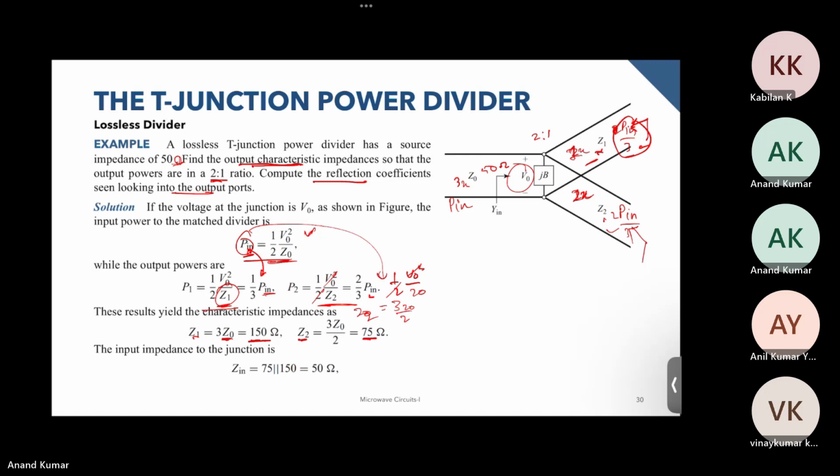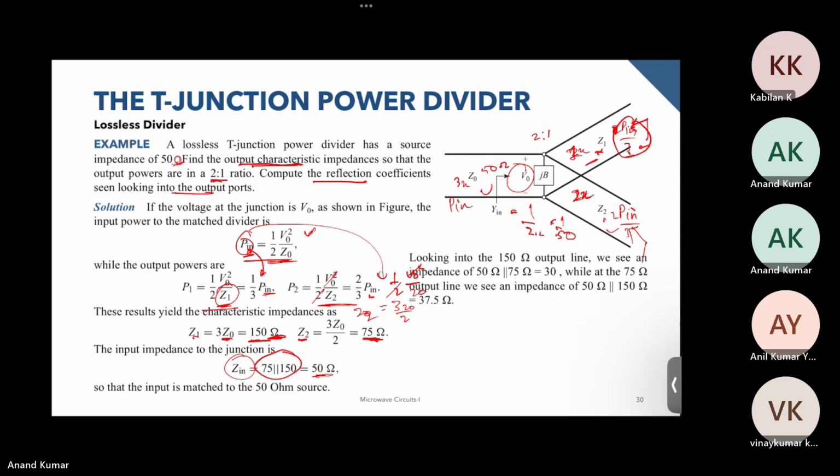The next step is to find the reflection coefficient at these two arms. Just to verify, we also calculated the input impedances, and since they are in parallel, if you calculate their value, this turns out to be 50 ohms. So Y_in equals 1 by Z_in equals 1 by 50, which is okay. Hence this junction is matched.